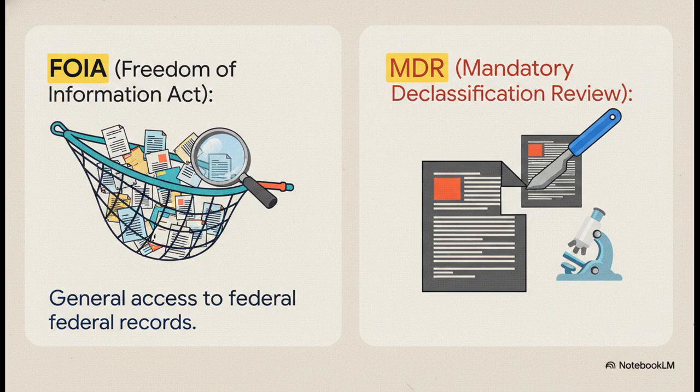For us, the public, we've basically got two main tools to do this. The Freedom of Information Act, or FOIA, that's kind of like casting a wide net for federal records. Then you have the Mandatory Declassification Review, or MDR. That's more like a scalpel, used when you know a very specific document exists. Either way, you're forcing a negotiation, and it creates this constant tug of war between our right to know and the government's power to hide things.